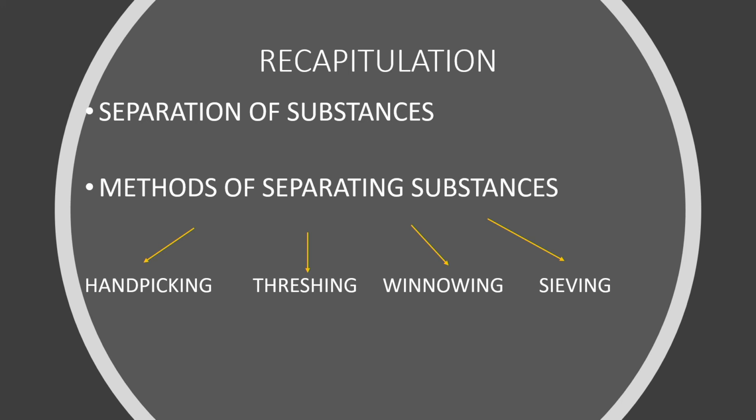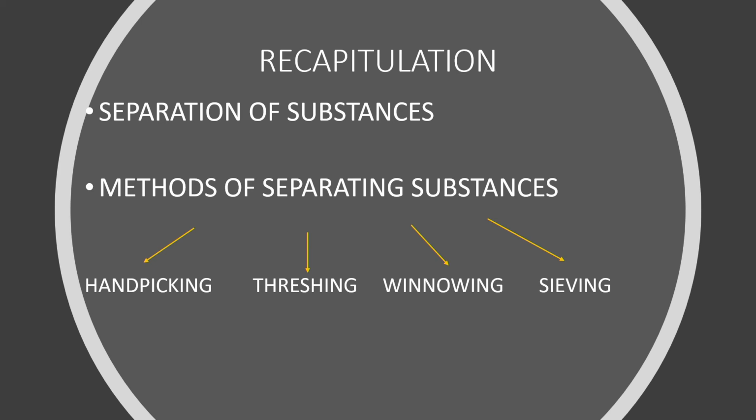When do we use sieving? When the components of a mixture have different sizes. For example, as we have discussed, to clean wheat flour. Wheat flour has very fine particles, whereas the impurities will be slightly bigger. In that case, we can use sieving. So, in this session, we have discussed these many learning points.